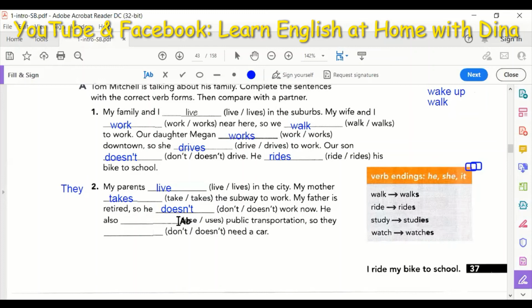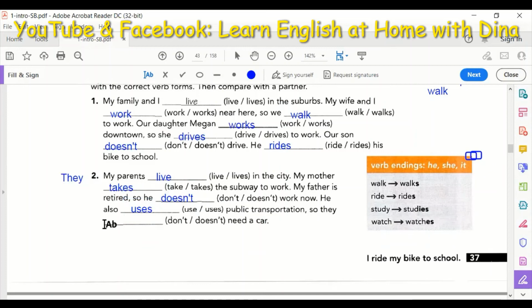He also uses. Mace, welcome Mace. Yes, perfect Mace. Very nice. Shireen, thank you so much. Uses, of course, U-S-E-S, because the pronoun is he. الضمير he يبقى I say he also uses public transportation. So they, the last one, so they. Yes, awesome, perfect. They don't, of course. Okay, now let's read.